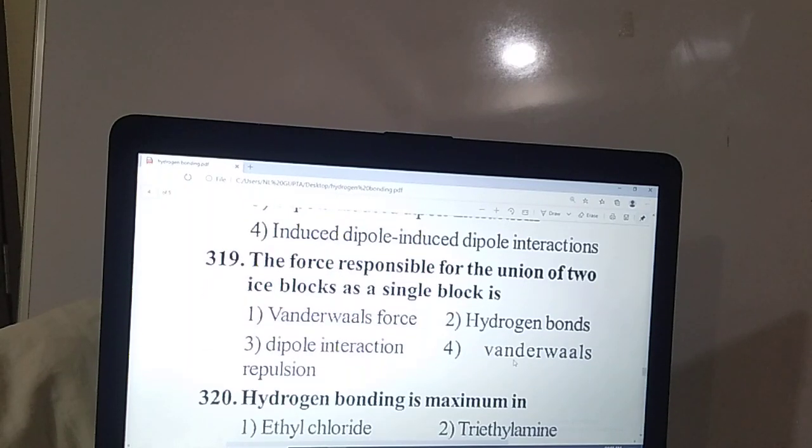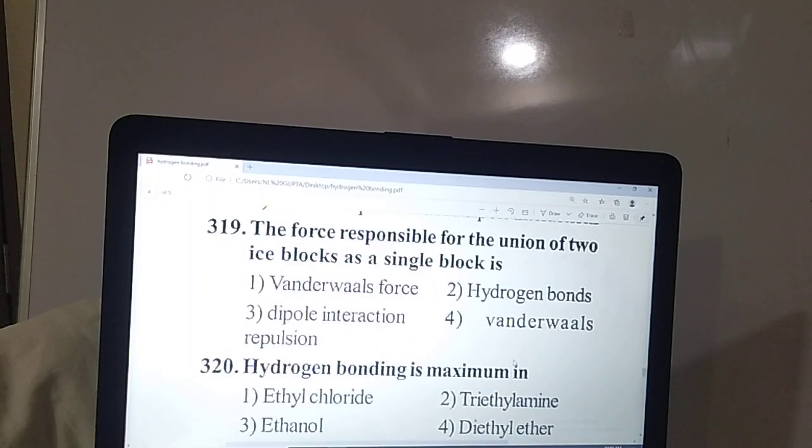Now let us move to student 319. The force responsible for the union of two ice blocks as a single block is, okay, that question was already asked some questions back. So for 319, the answer is always hydrogen bonding. The force responsible for the union of two ice blocks is always hydrogen bonding.